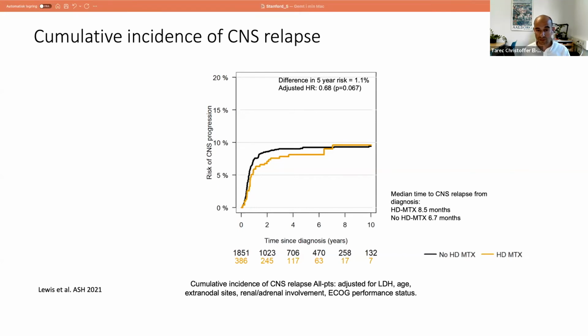How did they do if they had high-dose methotrexate versus no high-dose methotrexate? And you see here the risk of CNS progression, and the scale here is 20%, so the difference looks maybe bigger than it actually is. The risk of CNS progression is actually not that different. If you have high-dose methotrexate, the yellow line here, at 5 years, you have a risk difference of 1.1%. And this means that you need to treat at least 100 patients, if the point estimate is the right one, or around 100 patients, to avoid one CNS relapse. And this is a very tough treatment with a lot of days in hospital and a lot of resources used, and also potential toxicity and delays in R-CHOP treatment and so on.